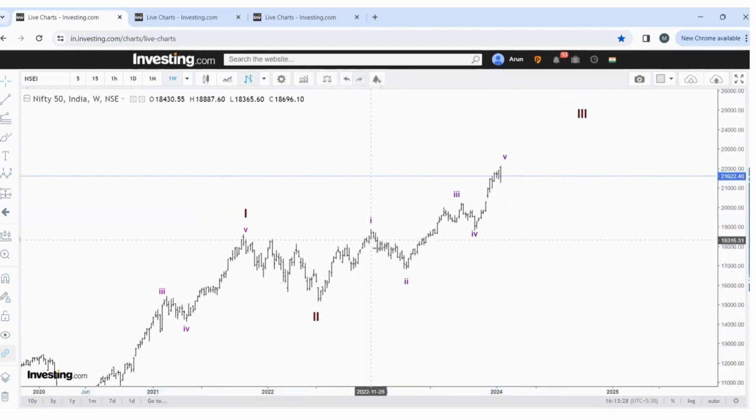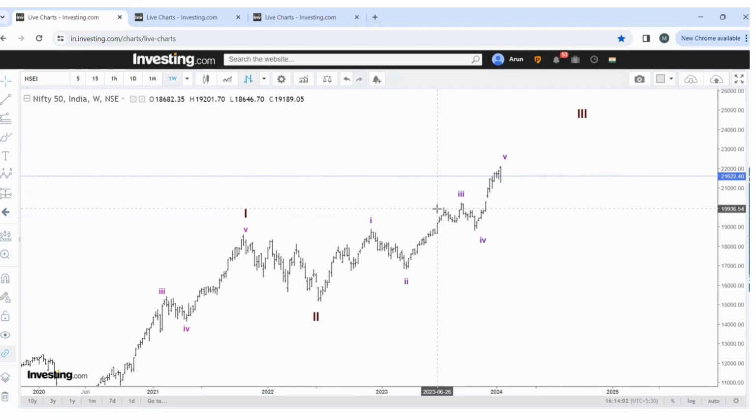Okay, so wave 2 did not come below the starting point of wave 1. Done. Next, wave 4 should not trade in the wave 1 zone. So what is the wave 1 top? 18,887. What is the wave 4 low? 18,837. So definitely 50 points have been traded in this zone, that is the wave 1 zone. That is not accepted in the wave rules.